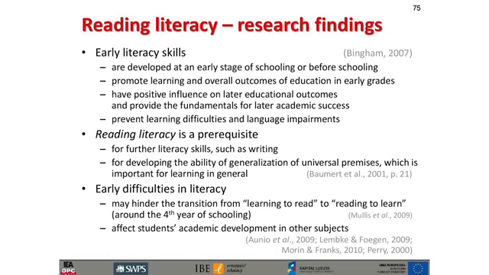Especially reading literacy is a prerequisite for further literacy skills, such as writing, but also for developing the ability of generalization of universal premises, which is important for learning in general. On the other hand, early difficulties in literacy may hinder the transition from learning to read to reading to learn, and this is taking place around the 4th year of schooling. And also it may affect students' achievement development in other subjects.